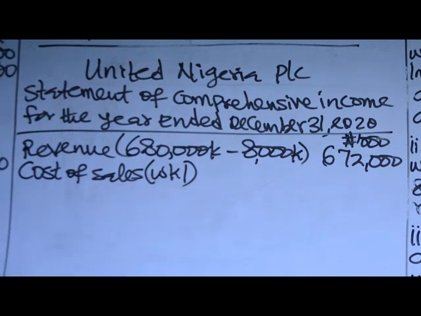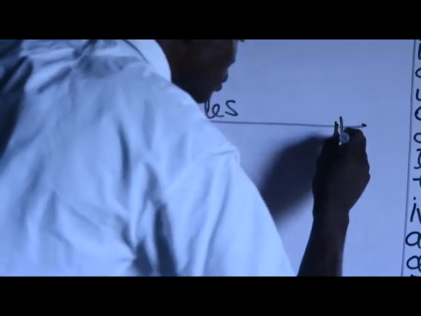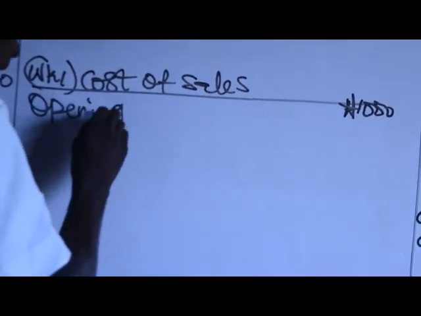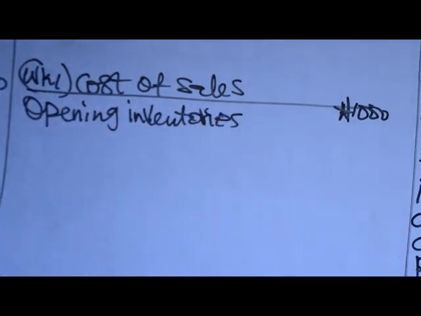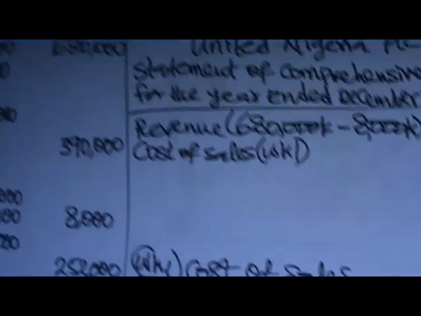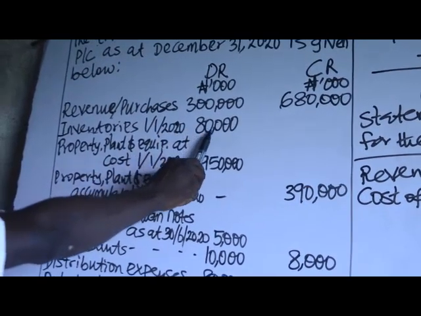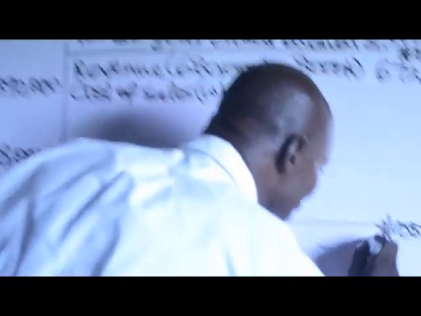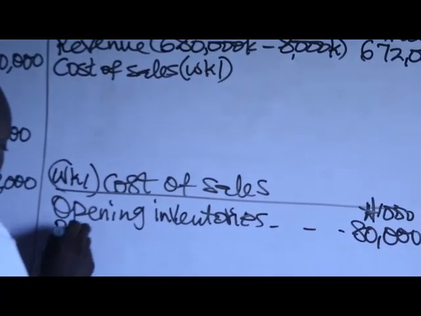Now, let's have the cost of sales. Working 1. Cost of sales. So, the first item should be the opening inventories, and that will be obtained from the trial balance. If you go back to the trial balance, you have inventories as of 1st of January 2020, and that amounted to 80,000. That 80,000 is our opening inventory. So we have 80,000.